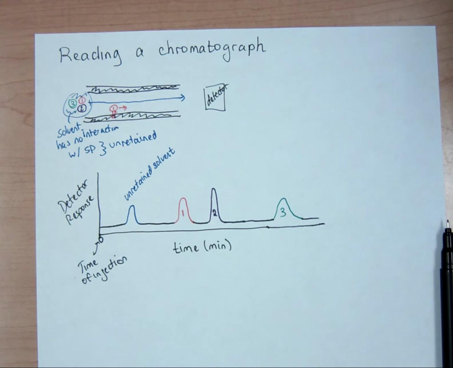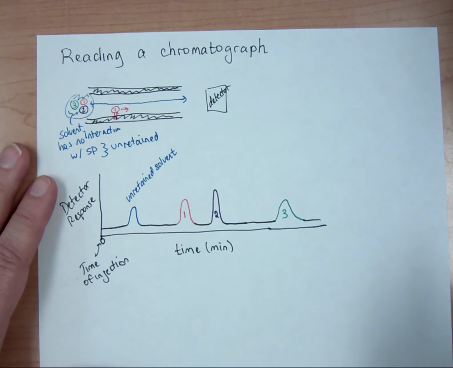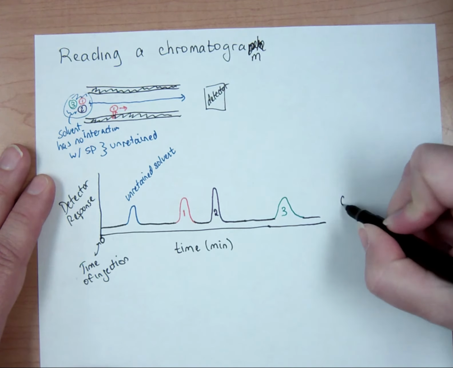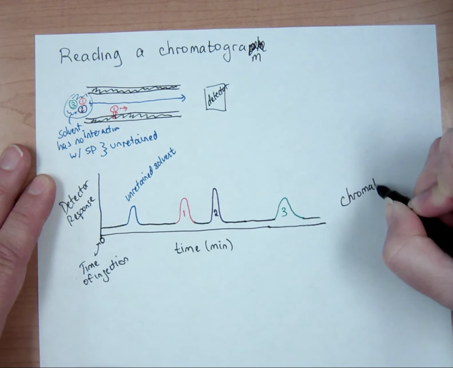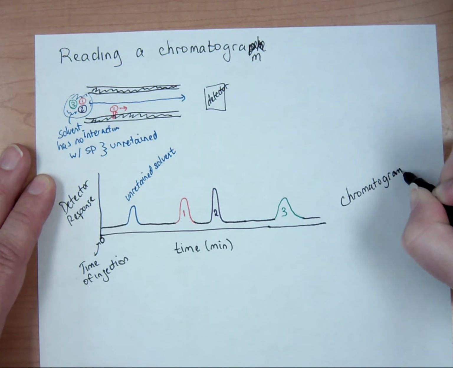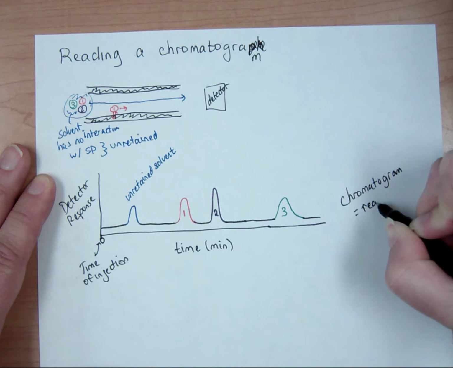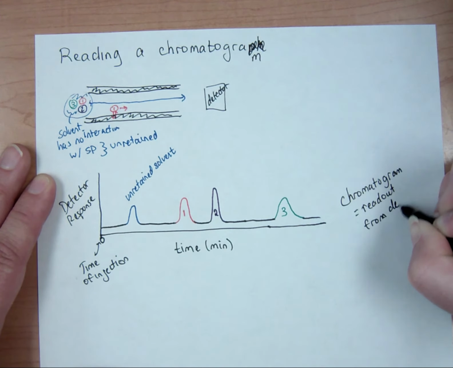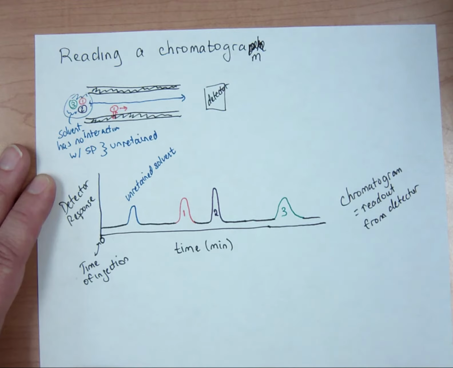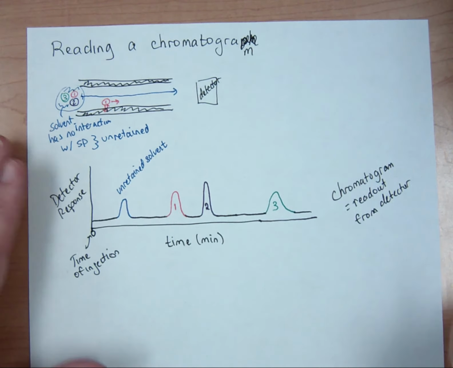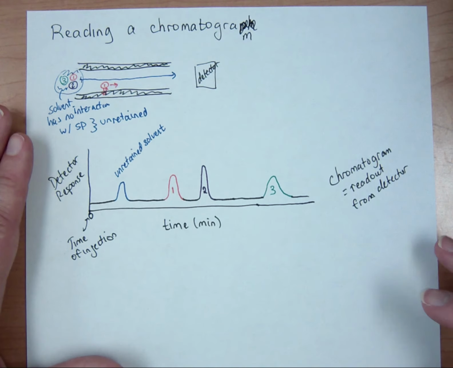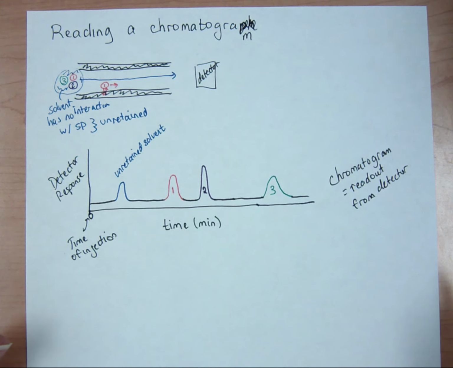So that's how we get what we call a chromatograph. A chromatogram, not a chromatograph. Okay, so this is a chromatogram, which is our readout from the detector. A chromatograph is actually the name of the instrument. So even I sometimes mess up my terminology here, but we're reading a chromatogram.